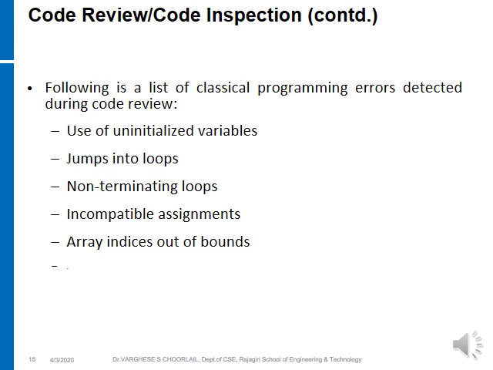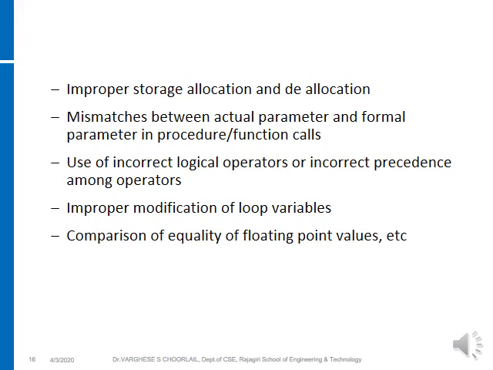And in code review or code inspection, some of the common classical programming errors detected during the code review are use of uninitialized variables, jumps into loops, non-terminating loops, incompatible assignments, array indices out of bounds, improper storage allocation and deallocation, mismatches between actual parameter and formal parameter in procedure calls, use of incorrect logical operators or incorrect precedence among operators, improper modification of loop variables, comparison of equality of floating point values, etc.